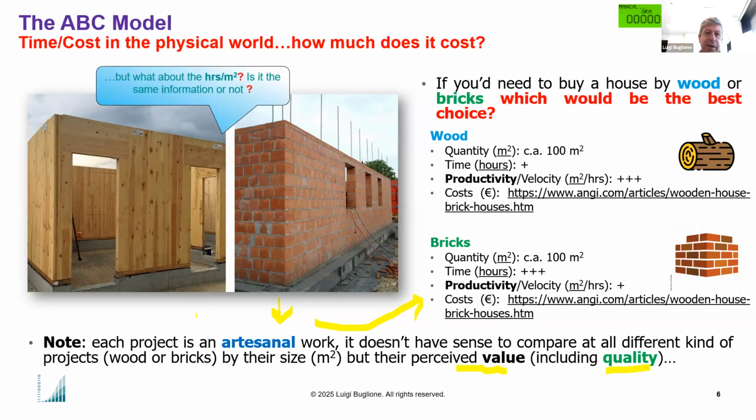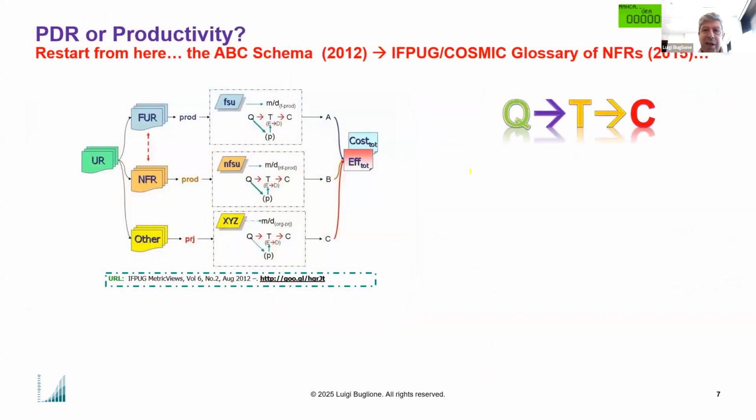But also here, a second question is, what about the second ratio, hours per square meter? Is it not the same information as productivity? And so we are going to recap one piece of information we spoke about in some previous webinars in the past, also from ISBSG. In IFPUG, I created this schema that is called the ABC schema. That means that one user requirement can be split into three kinds of requirements.